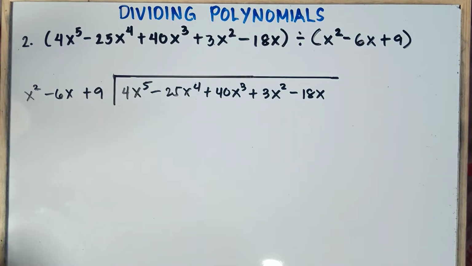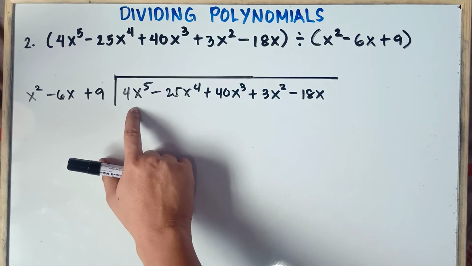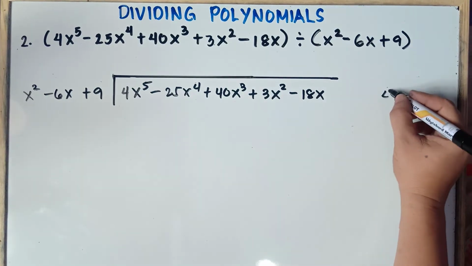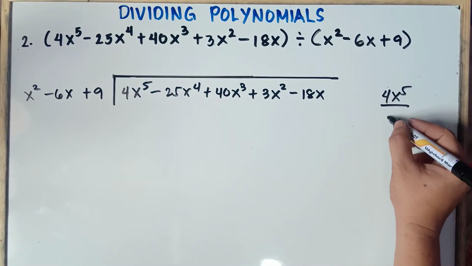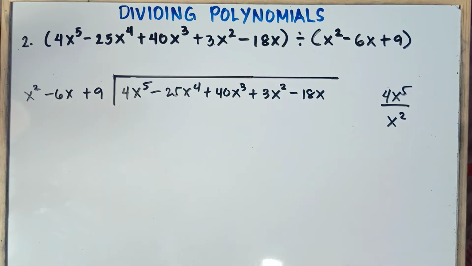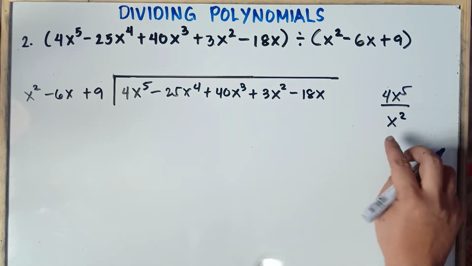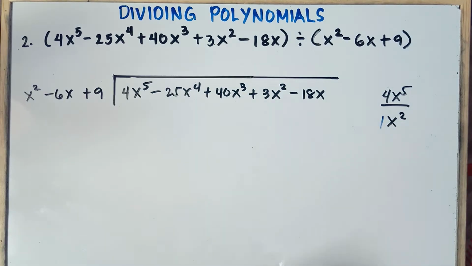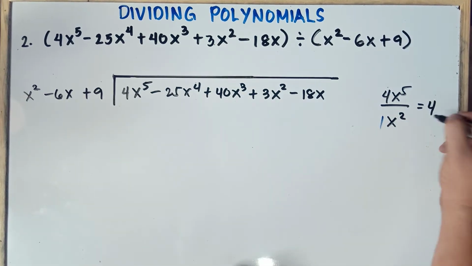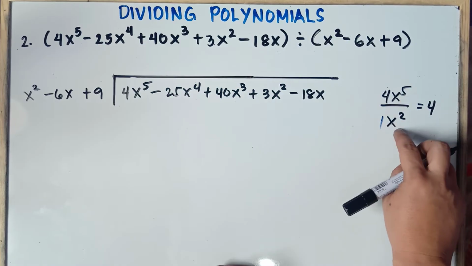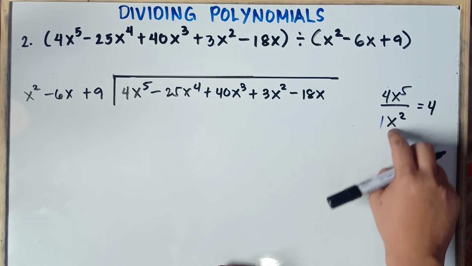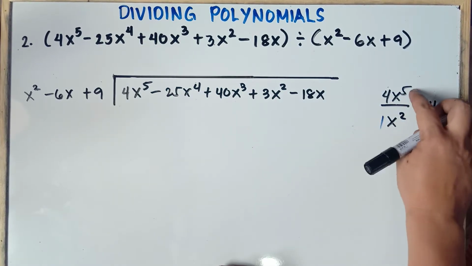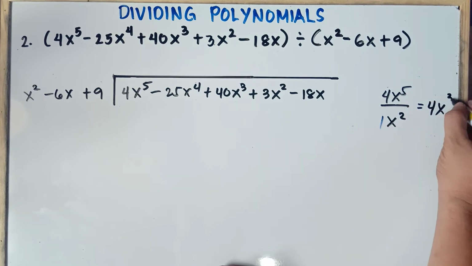Alright, so the first thing to do, class, is you divide the leading term by the first term. So 4x raised to the power 5 divided by x squared. Understood that there's a 1 here. For the variable, once again class, if you didn't see any number beside x squared, understood that there's a 1 here. So 4 divided by 1, that's 4. x raised to the power 5 divided by x squared, same base, copy x, you subtract the exponent. 5 minus 2, that's 3.